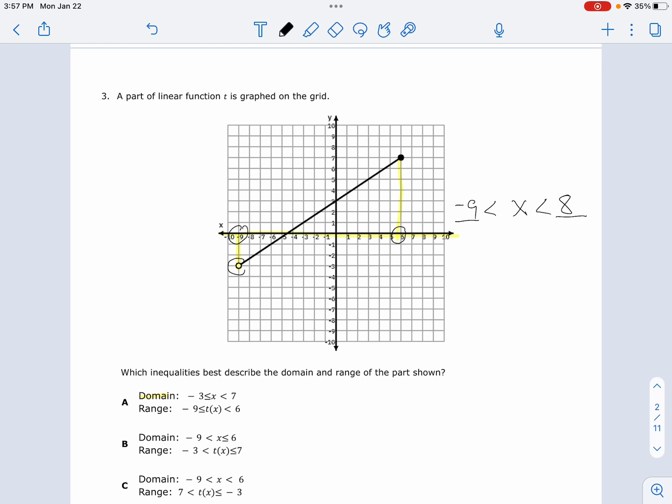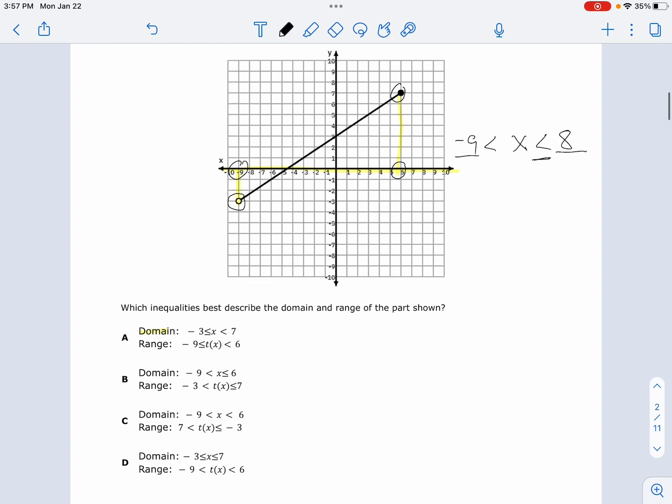Next to the -9, that is an open circle, so do not underline. Next to the 8, that one is a closed circle. I do underline. So looking at that, oh, and I'm sorry, y'all, that wasn't an 8, that's a 6. You're probably looking at me like, Miss Jones, can you not read? It's a 6. So I'm going from -9 to 6. I'm also making sure that domain is with my x. So this one's out because those are the wrong 2 numbers.